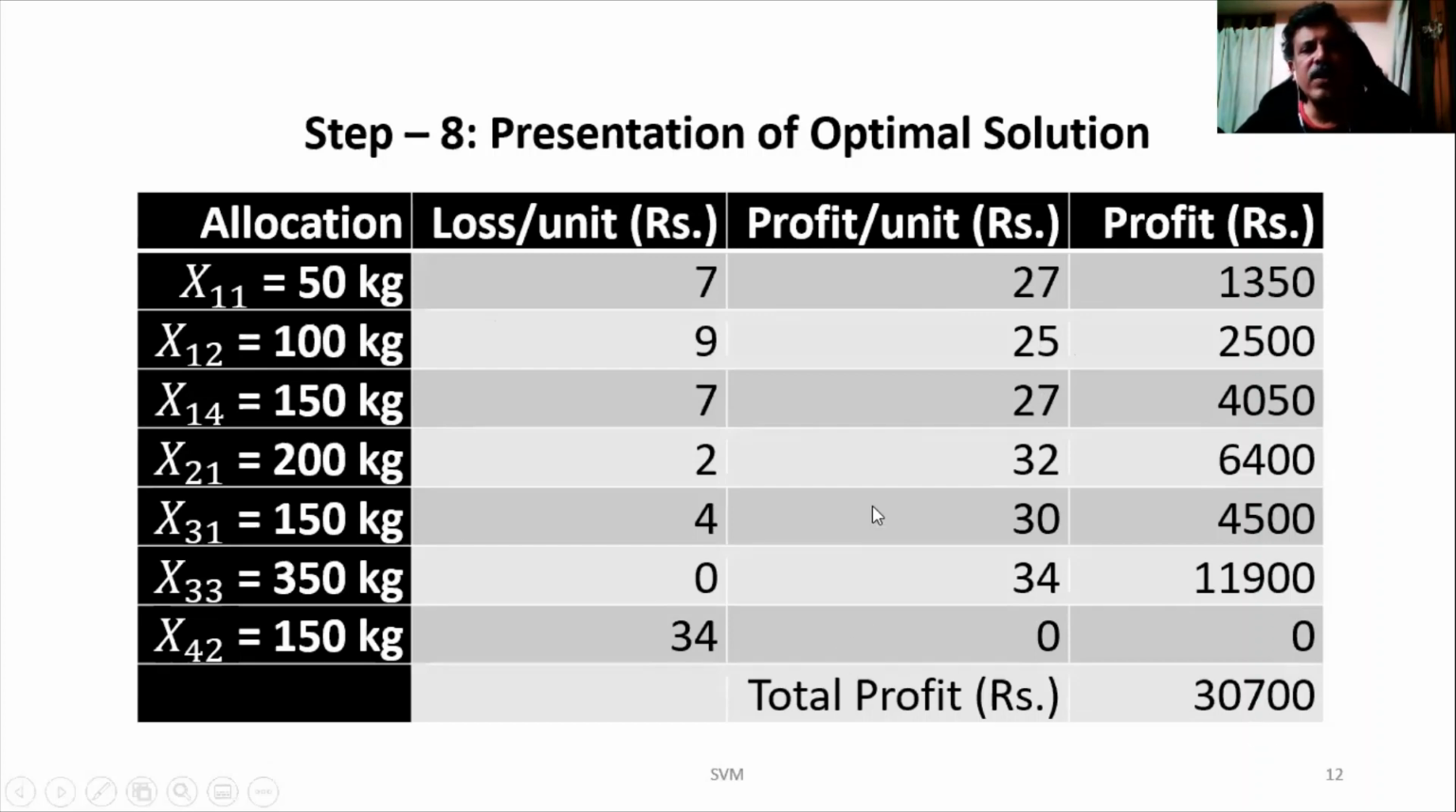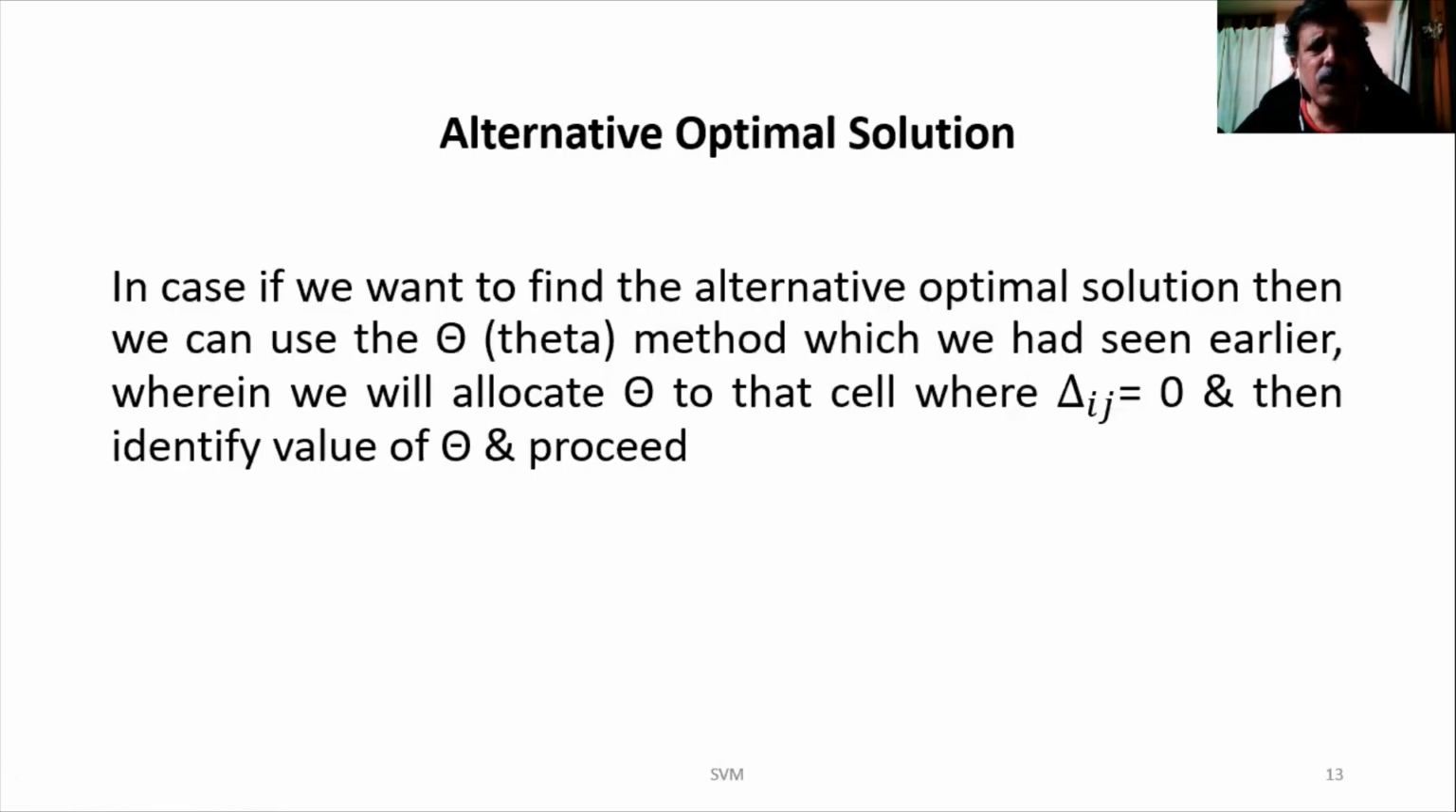Suppose you want to find the alternative optimal solution, you apply that theta method, which we learned in the previous class. How do we allocate theta? Normally you allocate to the least negative delta ij value. Instead, here you will be allocating to that particular cell which has the 0 in it. Then you identify the maximum theta value possible, create a new table, and proceed to find the new allocations. That is the way you find the alternative optimal solution. Again, the total profit will remain the same. Only the allocations may change in some places.